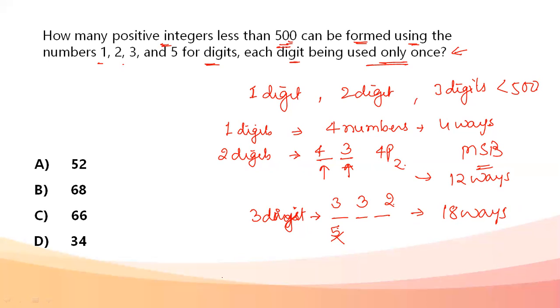So how many positive integers can I form in total? The total is going to be the addition of all these ways: 4 plus 12 plus 18. That is, I'll have 34 positive integers possible out of 1, 2, 3, and 5. My answer is option D.